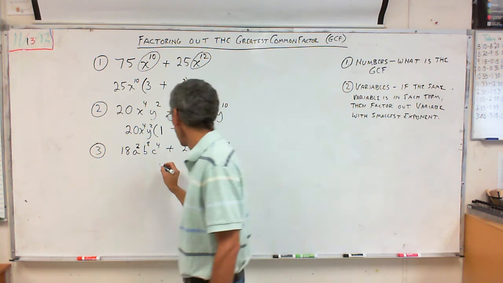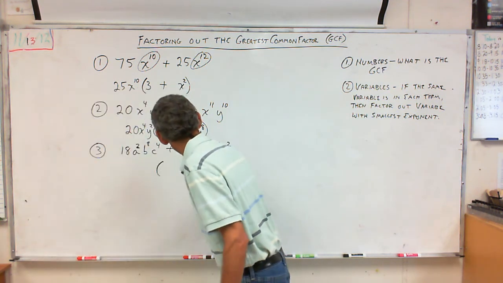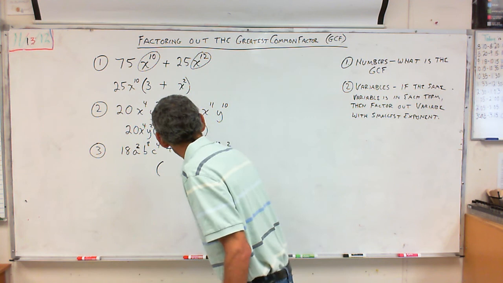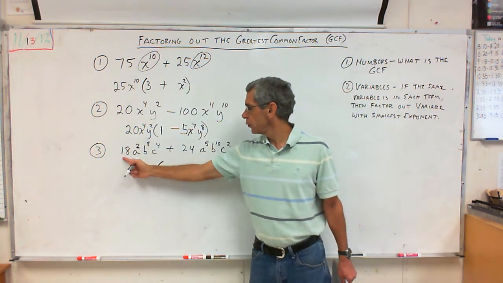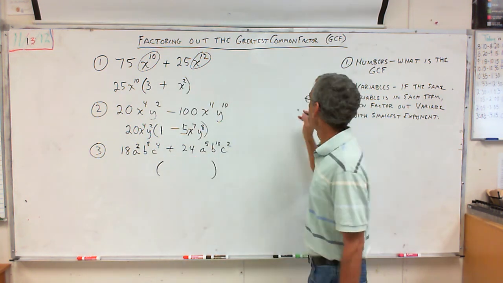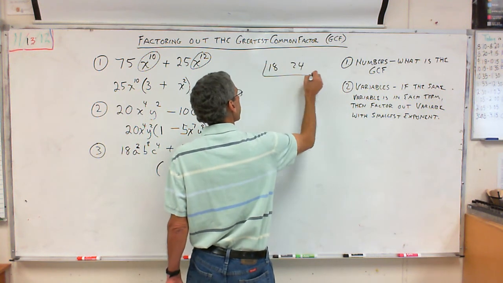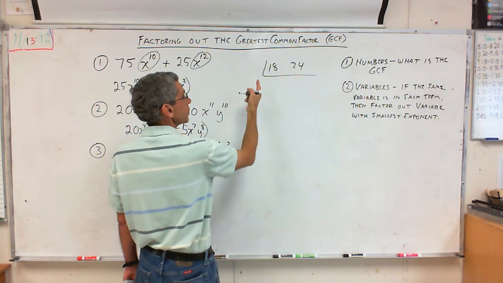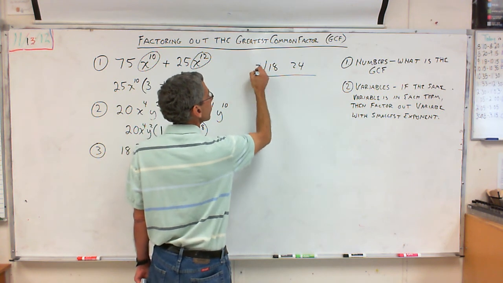Okay, first thing, I know I'm going to have parentheses. What is my greatest common factor between 18 and 24? And if you don't know, remember this upside down birthday cake method? Oh, I know. 3 goes into both of those.